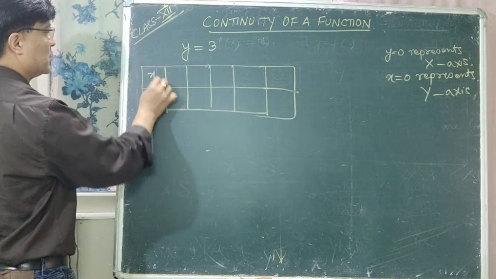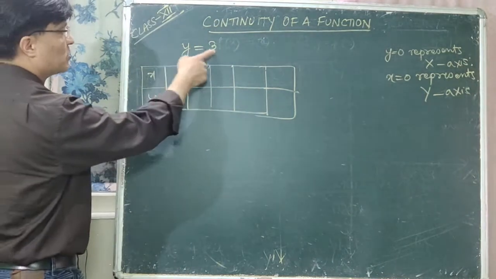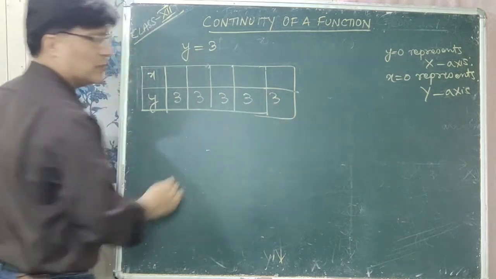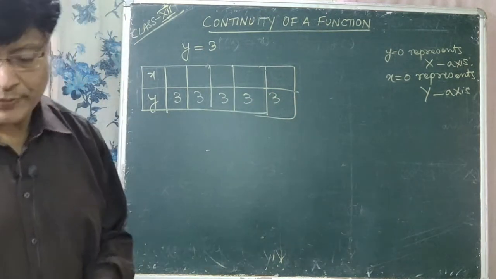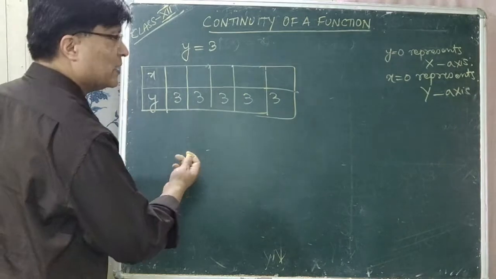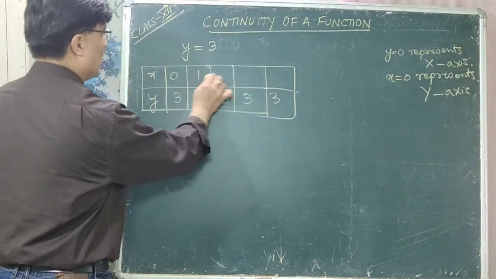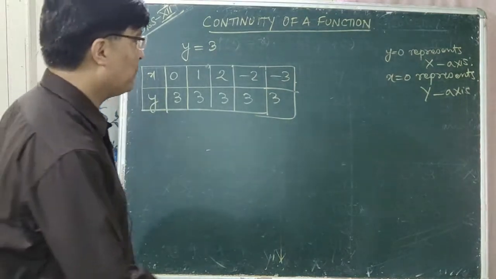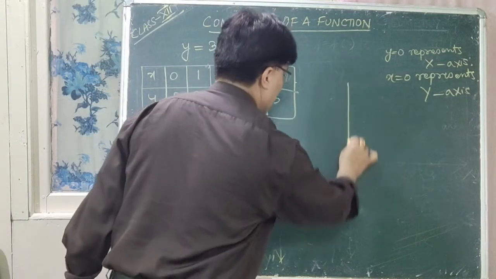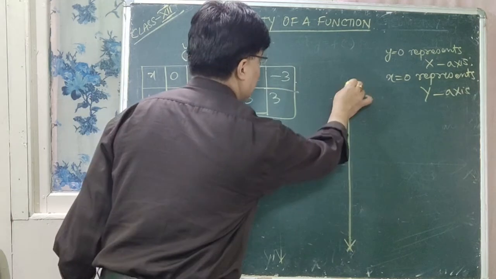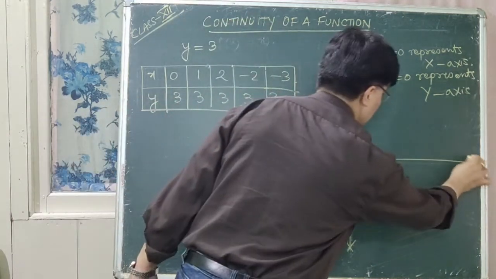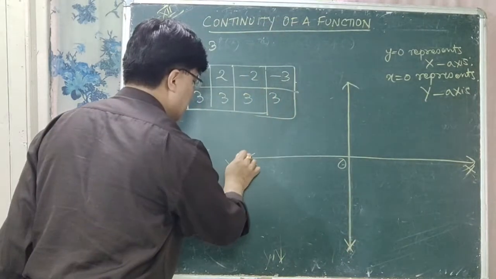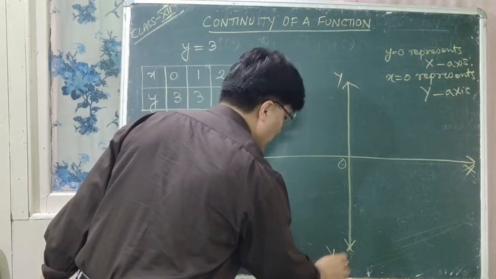So this is x and this is y. Now the value of y is constant out here. It is 3, 3, 3. It will not change. The value of y is always 3. But in this case, the value of x will change, that is 0, 1, 2, -2, -3. So let us draw the graph of this equation, y is equal to 3. This is your x o x dash. This is your y o y dash.